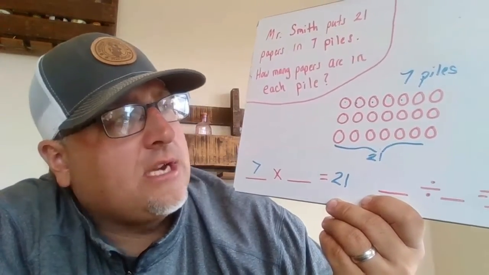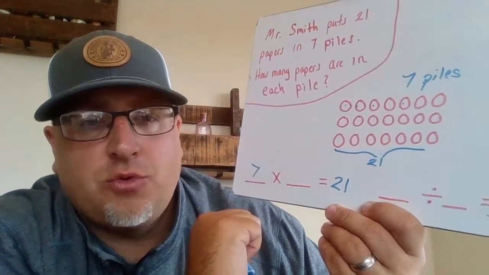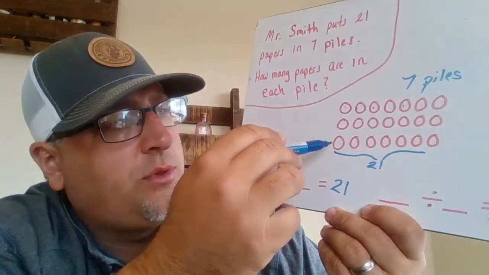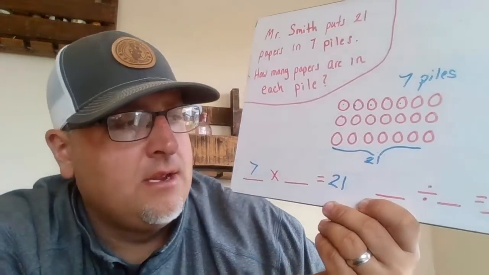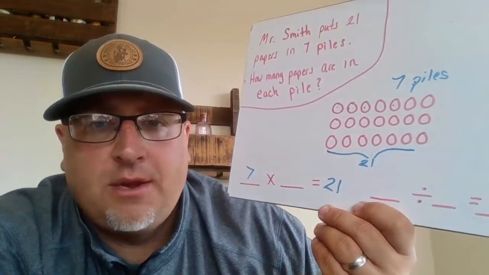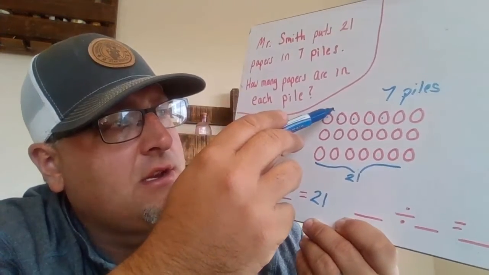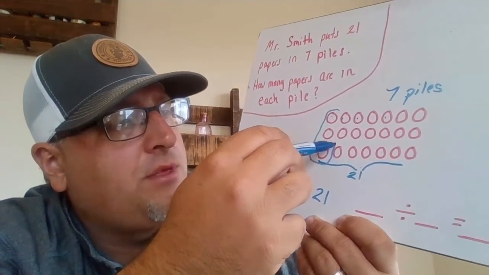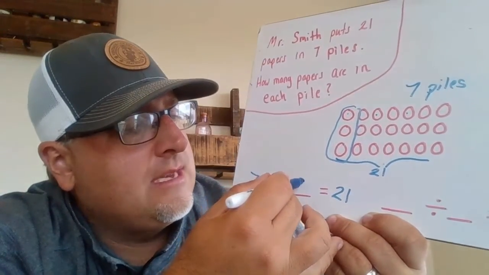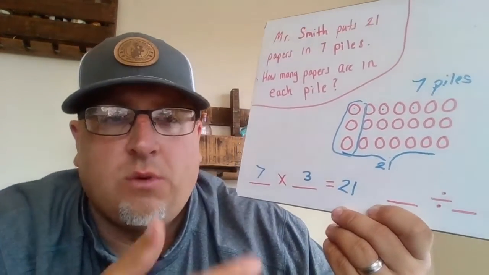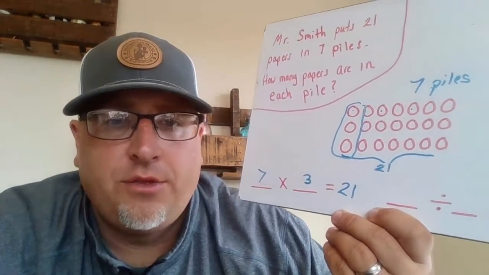So we can take a look at our array here. We can look at what's in each row. Let's take a look. 1, 2, 3. 1, 2, 3. That makes me kind of think a little bit. 7 times 3 could possibly work, because we have 21 and we have 7 piles. It looks like there might be 3 in each row. But let's try that. 7 times 3 equals 21. So let's check it. All we're going to do is count up by 7 3 times.